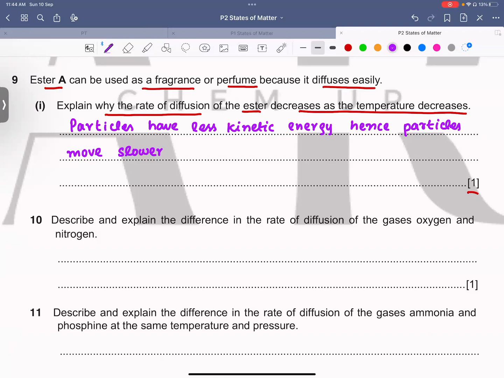Okay. Now, have a look at this one. Describe and explain the difference in the rate of diffusion of the gases oxygen and nitrogen. Whenever you see oxygen, the formula or symbol by which we represent oxygen gas is O2. In the same way, we represent nitrogen gas as N2. They are two different gases. It means if there is a difference in their rate of diffusion, then due to which factor would their rate of diffusion be different?